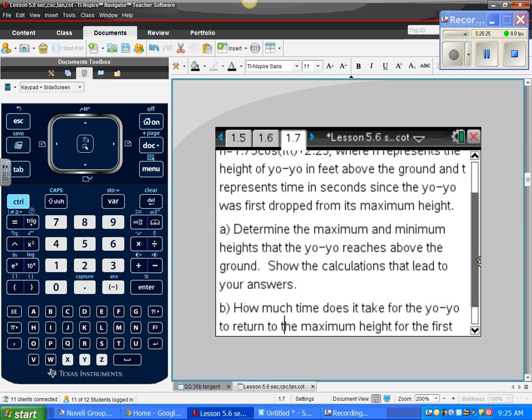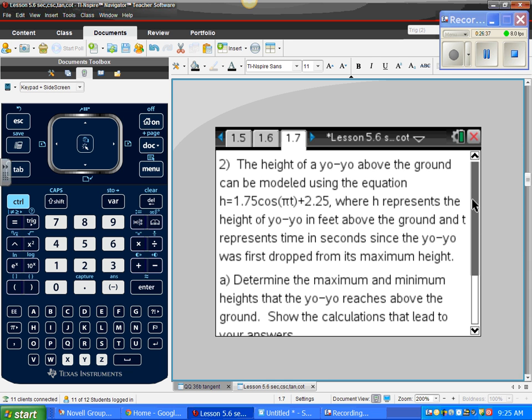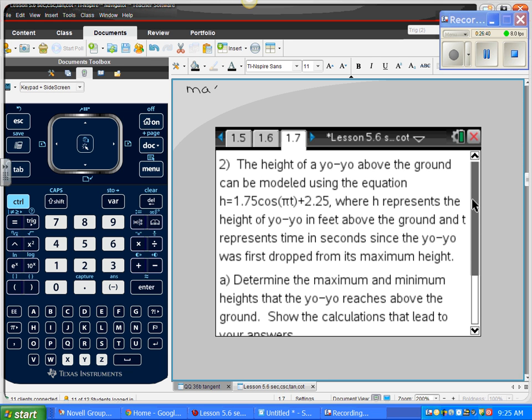Part B says, how much time does it take for the yo-yo to return to its maximum height after it's first dropped? All right, so first we want the maximum and the minimum. How do we determine maximum and minimum from a given equation? Not for midline, okay? So to find the maximum, I have to do what? Add what? Midline plus amplitude. How do I find the minimum? Good, midline minus amplitude. Rise or fall, above or below, right? So find the maximum, it's midline plus, minimum, midline minus.